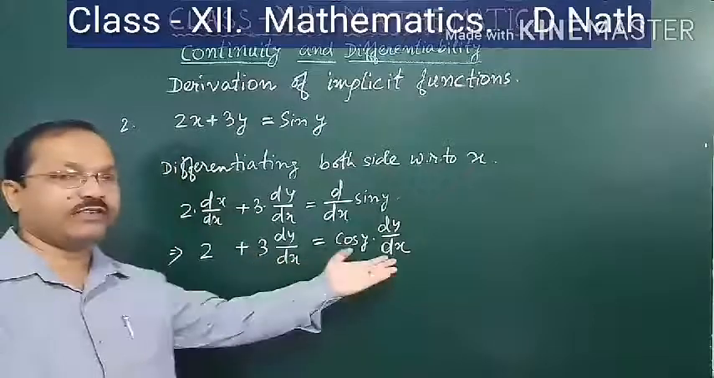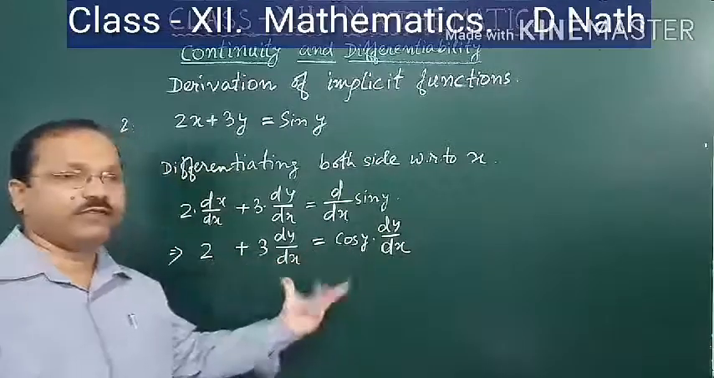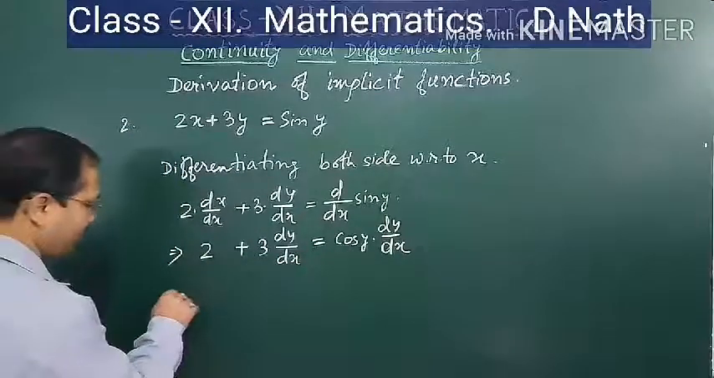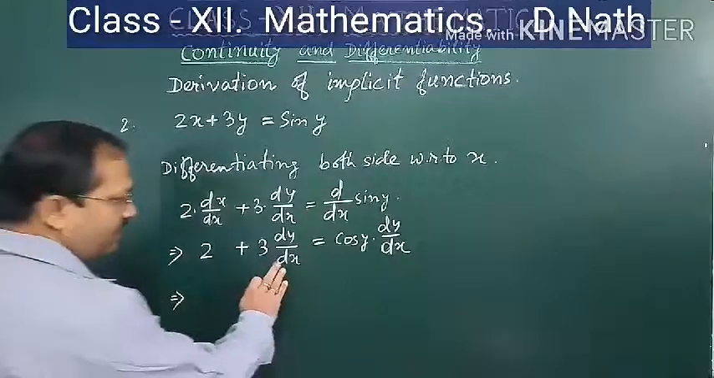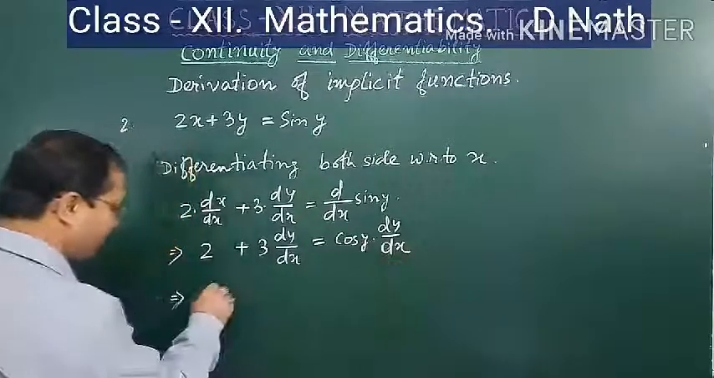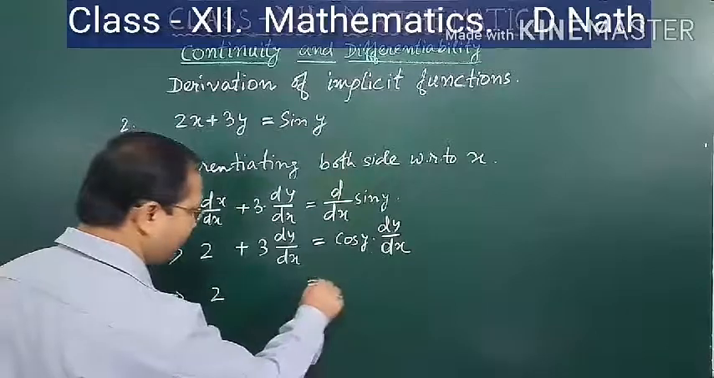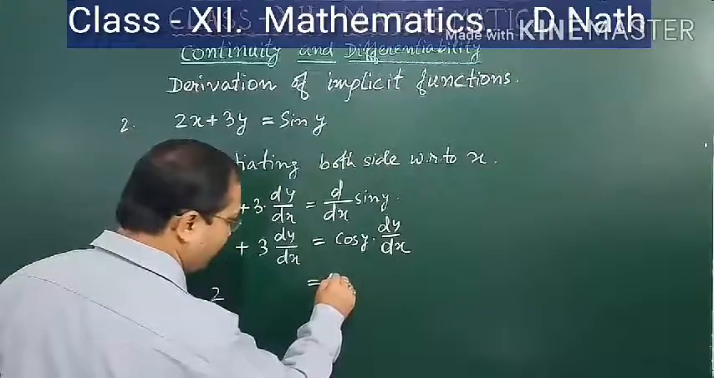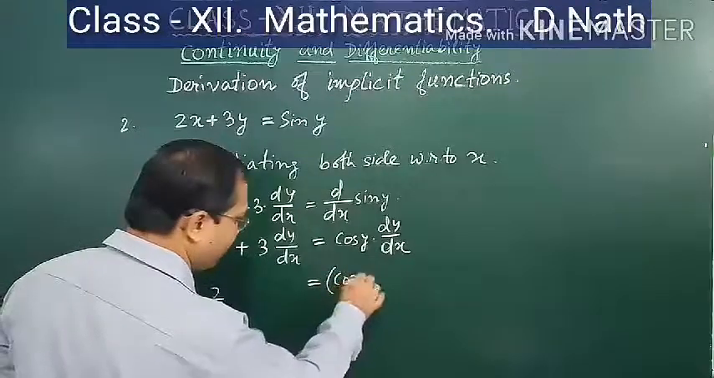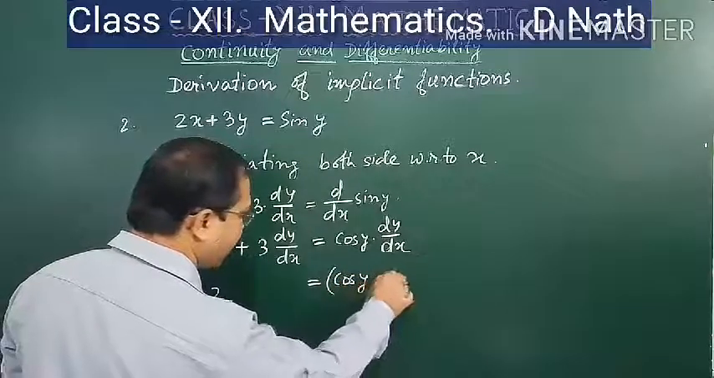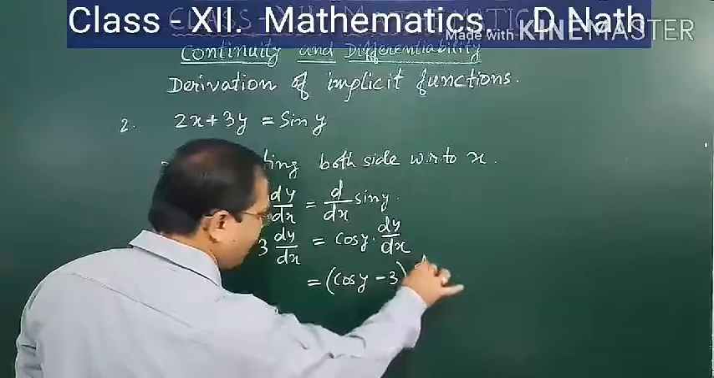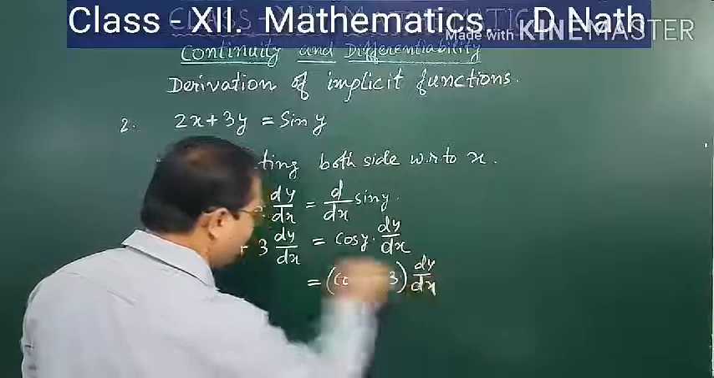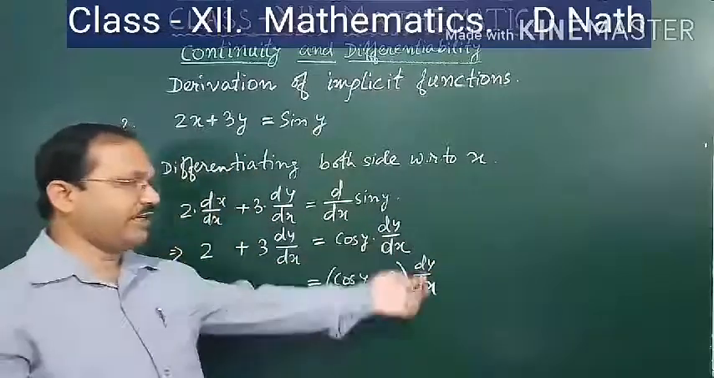So dy/dx, we have to bring to one side, we have to find only dy/dx. So this we can shift to that side also. So 2 is equal to, if we take it common, it will become (cos y minus 3) into dy/dx. This one is shifted to that side and dy/dx is taken common.